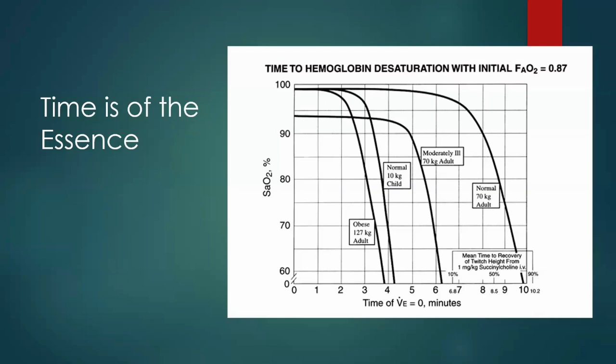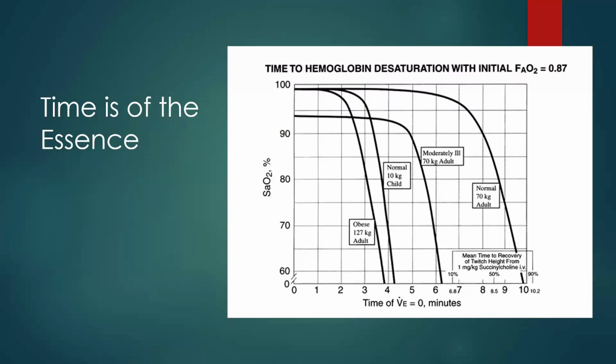On the far right on the bottom, you can see that there's a mean time to recovery of twitch when you're giving 1 milligram per kilogram of succinylcholine. So essentially, this is the point in time when you'll be getting back muscle tone and 90% adequate breaths being taken by the patient. So on average, it's about 6.8 to 10.2 minutes.